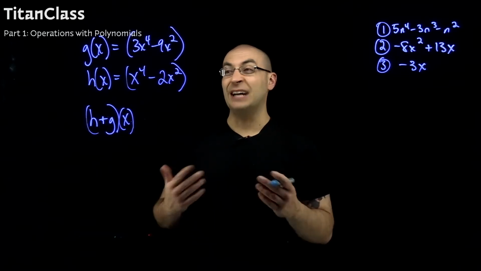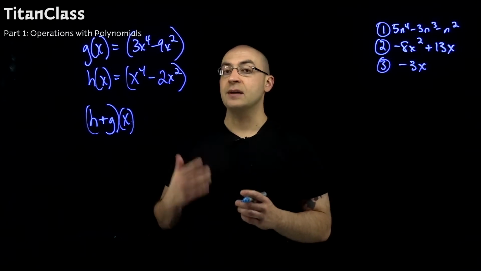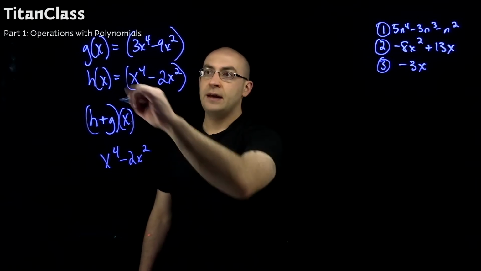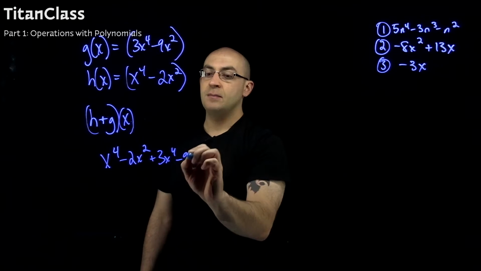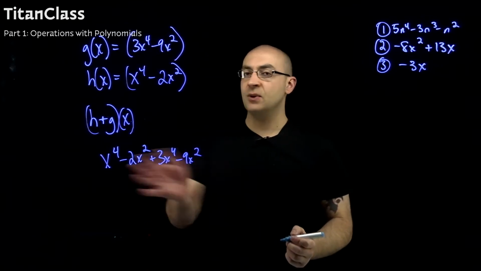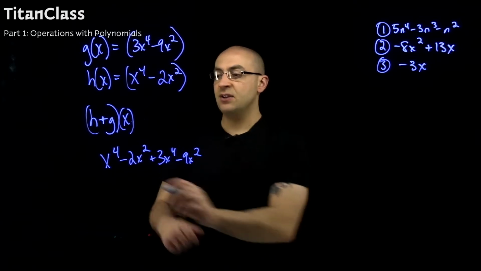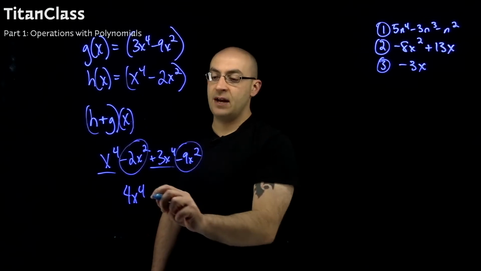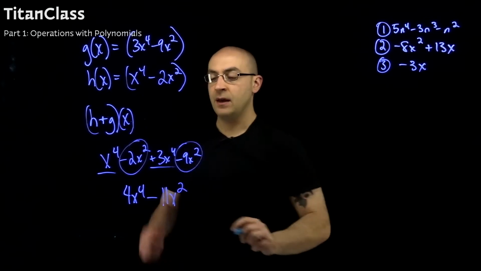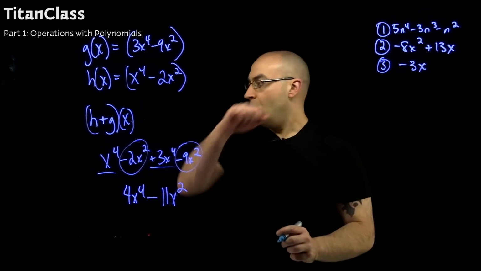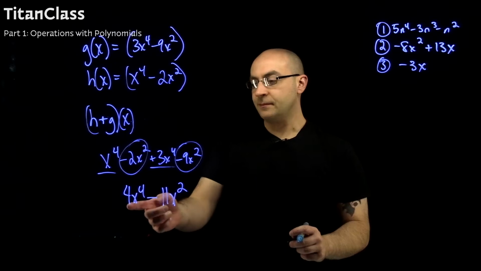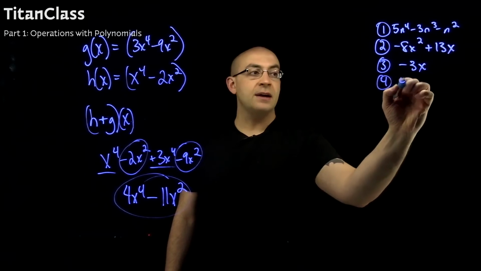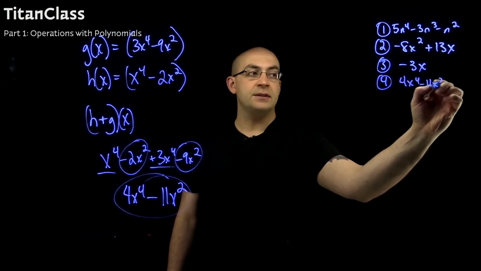Because it's plus, I don't even have to put parentheses. All I have to do is make sure I combine like terms. So h is x to the fourth minus 2x squared, and g is 3x to the fourth minus 9x squared. Again, we're adding so I don't have to put parentheses at all. x to the fourth plus 3x to the fourth is 4x to the fourth. And then negative 2x squared and negative 9x squared is negative 11x squared. Take a look to make sure it's in proper order. 4x to the fourth minus 11x squared is in proper order, which is my final answer.